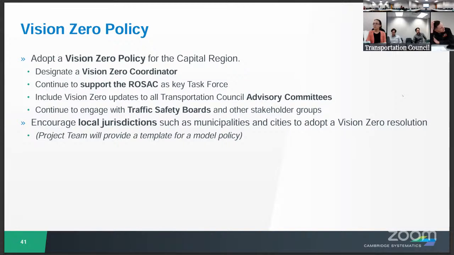There is no common X's and O's, offense, defense formation in any region. So it's an ongoing cycle of continuing to work with and reach out to people, but really identifying these key groups there as well. Then including local jurisdictions to adopt their Vision Zero resolutions as well.